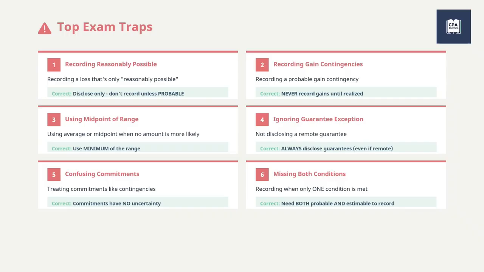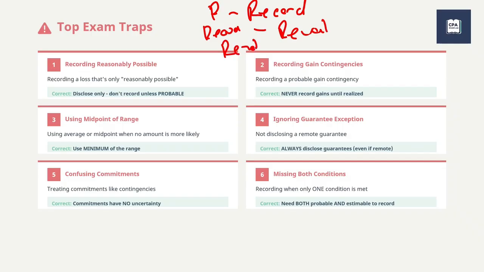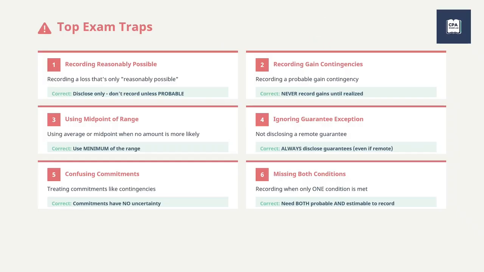Okay, now let's go over the exam traps that we might see. The first one is recording the reasonably possible. Remember our PRR rule. If it's probable, we record it. So if it starts with PR, we start recording it. And if it's reasonably possible, we reveal it. And if it's remote, we relax. So you cannot read anything there, but you got the gist. Let me clean it here.